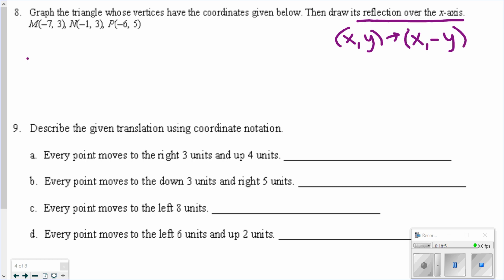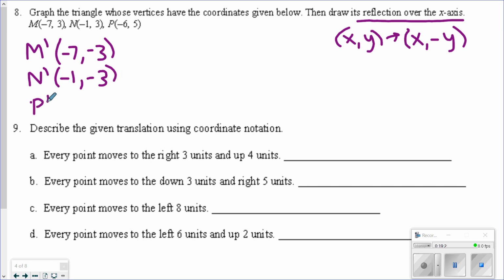So let's start with the new coordinate for M. I'm going to keep x the same, which is negative 7, and I'm going to negate the y value, which would be negative 3 then. So for my new N coordinate, keeping x the same, which is negative 1, and negating the y, which once again would be negative 3. And then for coordinate P, our new coordinate, the x would stay the same, and I'm going to negate the y value. And I'm done.